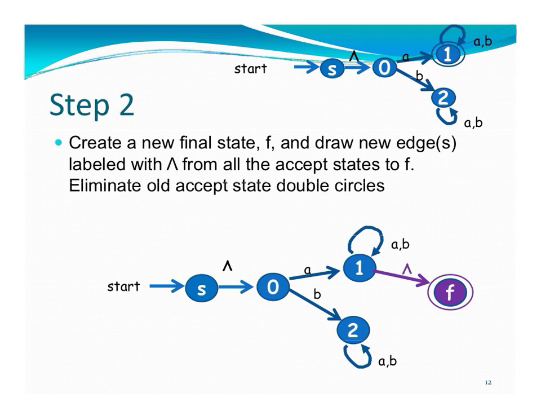And while the book doesn't say this explicitly, I find it easier if you just get rid of all of the old double circles, because now everybody who had a double circle points to this new double circle with a lambda transition.